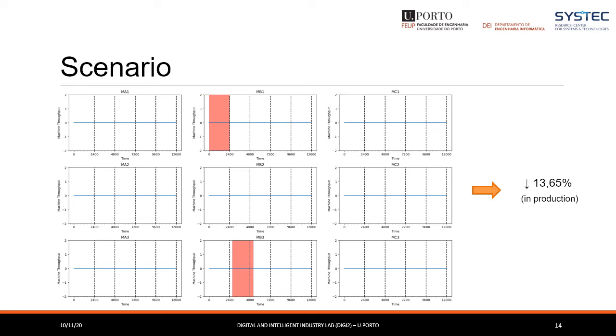And now that we have the system put together, we need to test it. The scenario is this one. We have 9 machines operating during 5 working days. The dashed lines correspond to the beginning of a new day, and the vertical red bands correspond to that machine's downtime. If we do not use any optimization tool, this will mean a decrease in production of 13.65%.